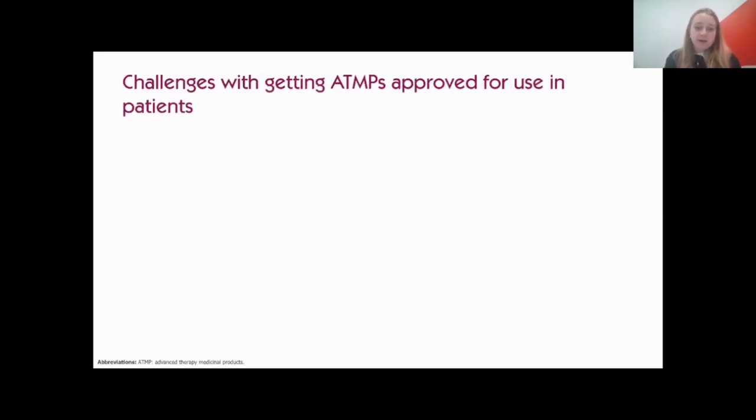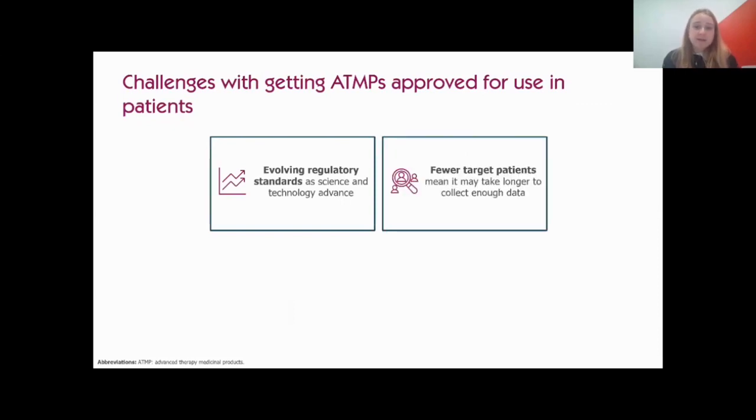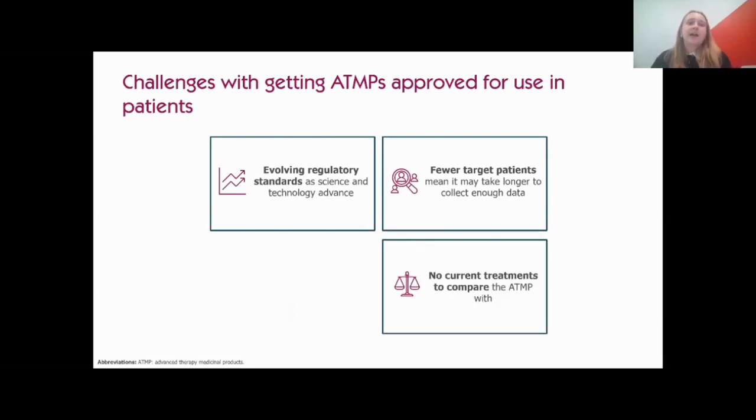So there are several challenges involved with getting ATMPs approved for use, mostly due to the novel nature of these therapies. So the first is evolving regulatory standards. Fewer target patients mean it might take longer to collect sufficient robust data. There might be a lack of current treatments to compare the advanced therapy with.